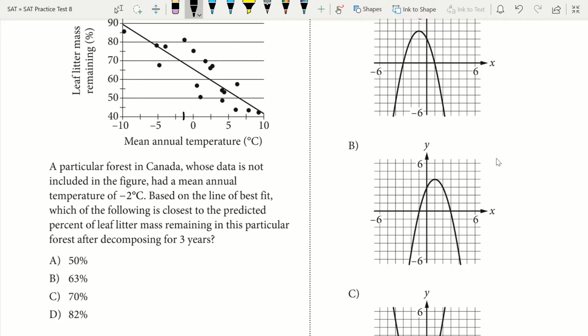Based on the line of best fit, which of the following is closest to the predicted percent of leaf litter mass remaining in this particular forest after decomposing for 3 years? All right, well, my temperature is going to be -2 degrees Celsius, which will be about where this dash is. I'm going to follow it straight up to my line of best fit, and I see that about 70% of the leaf litter mass will be remaining, which is what I'm asked. So my answer will be C.